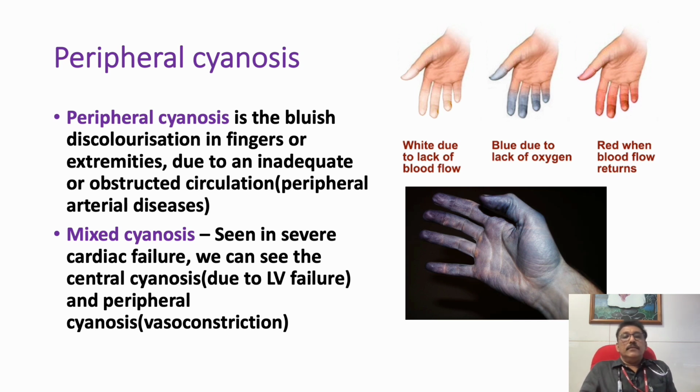Mixed cyanosis means you can see both peripheral and central cyanosis. One classical example is a patient with cardiac failure, left ventricular failure. During the initial phase of cardiac failure, there will be vasoconstriction in the peripheral circulation that produces some cyanosis in the fingers. Afterwards, the patient develops central cyanosis also. So when the patient comes to the emergency room, we can see both peripheral and central cyanosis. Pulmonary edema produces central cyanosis and peripheral vasoconstriction produces peripheral cyanosis. So mixed cyanosis is always a feature of cardiac failure.